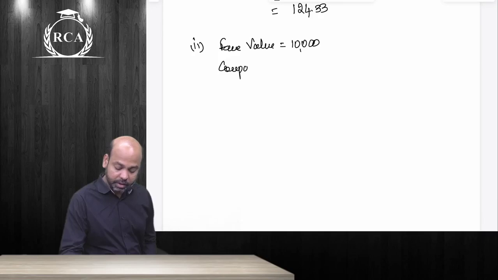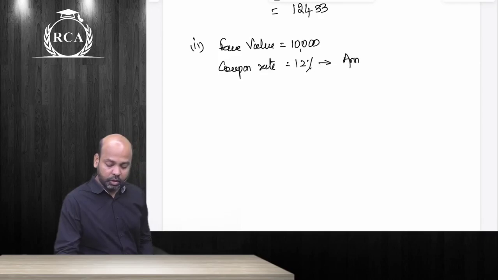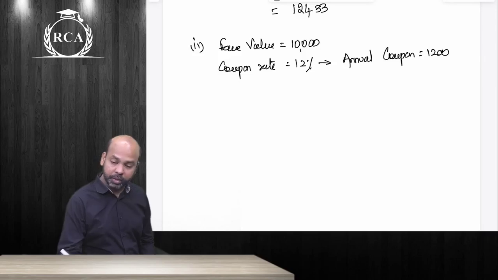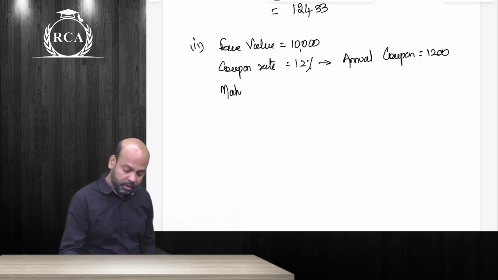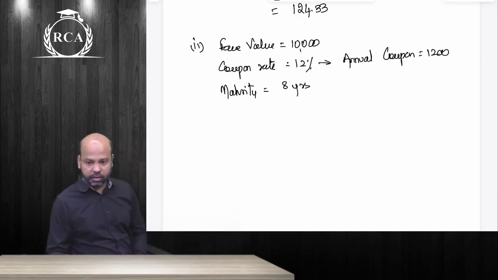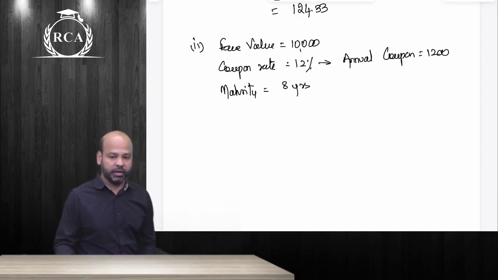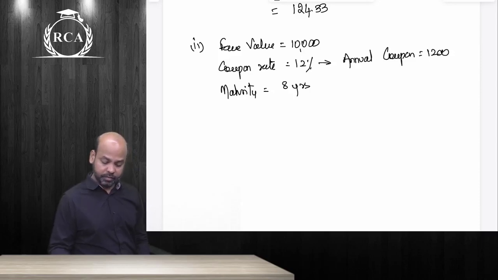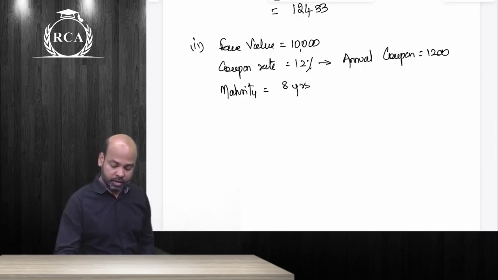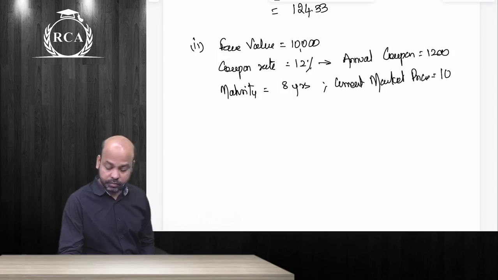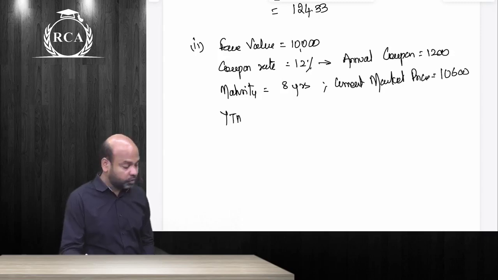Coupon rate कितना था? 12%. So annual coupon amount is going to be 1,200 rupees. Maturity period is how many years? Maturity period is 8 years. Maturity is 8 years. Current market price is 10,600. You will use this to arrive at YTM.